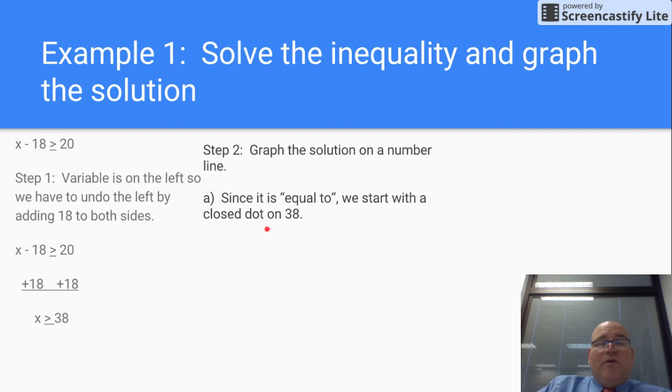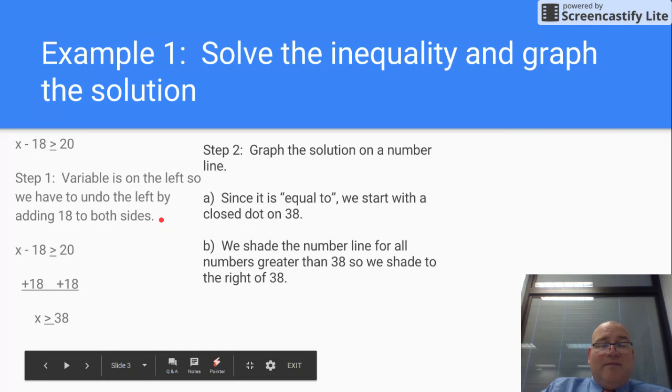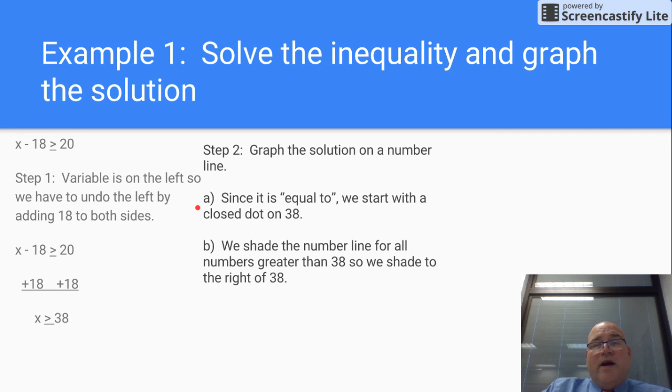Since it is equal to, we'll start with a closed dot on 38. And we shade the number line for all numbers greater than 38. Since all of our x has to be greater than or equal to 38, we shade to the right of it. And it looks like this.